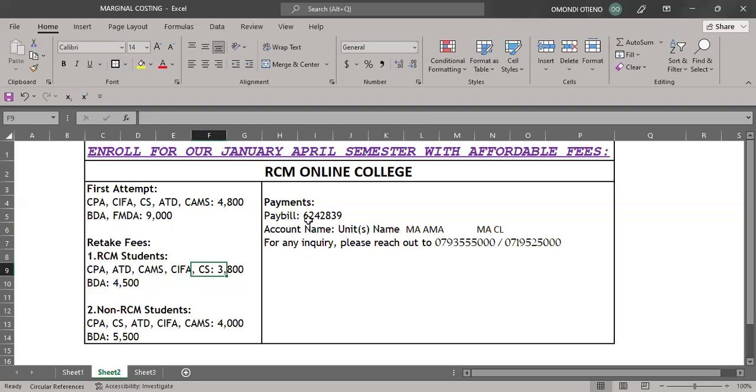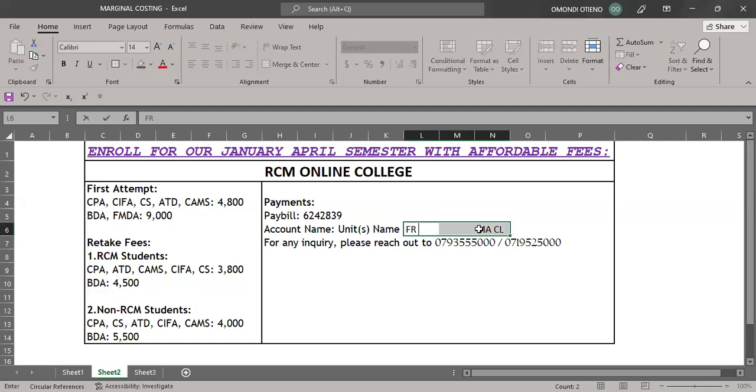Good. So what are the payment procedures or details? Just go to your pay bill. This is the pay bill number. Our account number, you indicate the unit. So if you want to take management accounting, you indicate MA. If you want to sit for financial reporting, you indicate FR. What if I want to pay for 3 classes at the same time? So you just write your FR, your MA, your company law, right? Then automatically you will be able to make the payment for the classes.